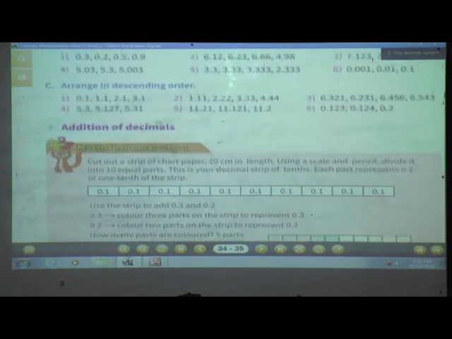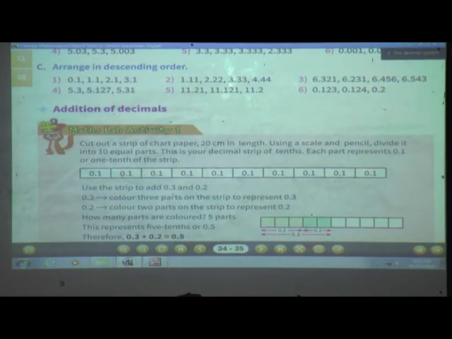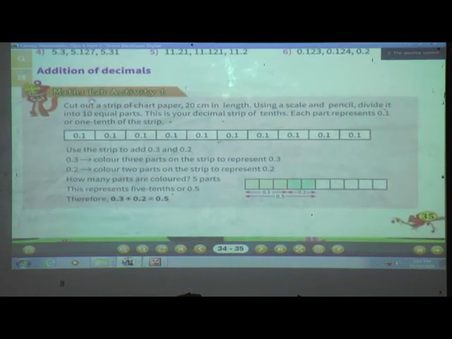Now one small activity is there with this concept, addition of decimals. Now we are going to study about addition of decimals. So this activity I will just explain to you, students. You are going to do it on your own. Very simple activity. Cut out a strip of chart 20 centimeters in length using a scale and pencil.